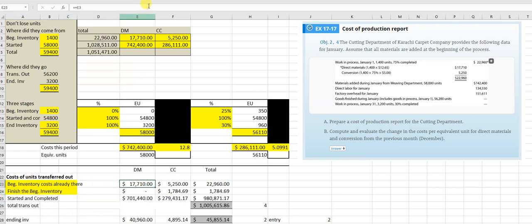So notice I have my 17,710, my beginning inventory costs that are already there. So this number and that number, they come because I'm basically transferring out beginning inventory and it had these costs already there. Then I need to finish my beginning inventory.